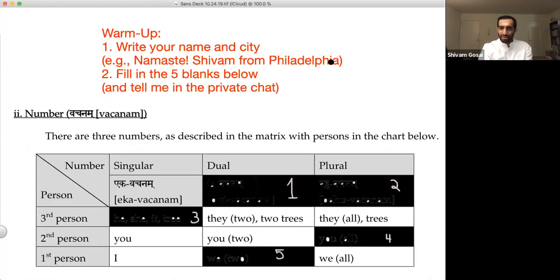So namaste to everyone. Nice to see all of you from all over. So in our warm-up, I just pulled up this sheet that we were working on last time. And so I was asking about number.